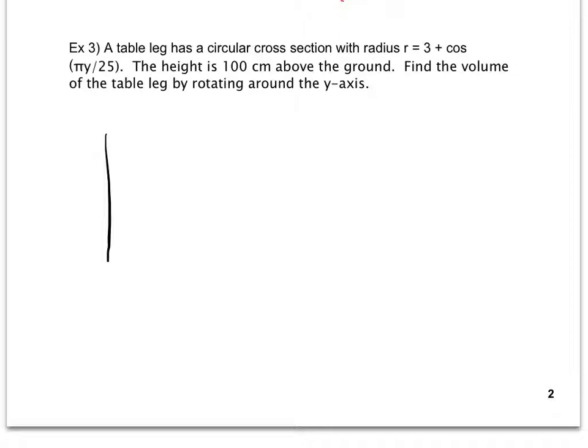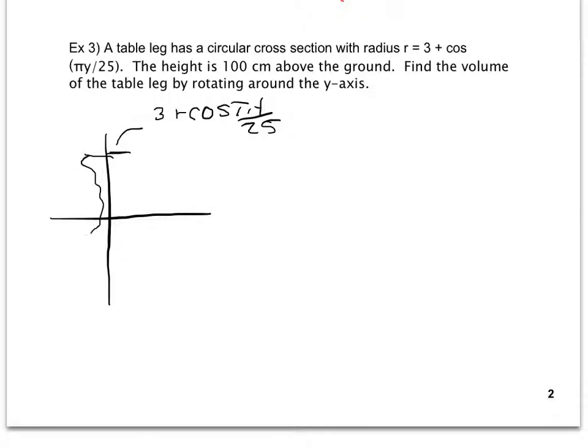So let me draw my table leg. So it has a radius that is 3 plus cosine pi y over 25. I don't know what my table leg looks like, maybe something like this. It's a really fancy table leg. I probably should move it up because it tells me that it's 100 centimeters. So there's my table leg. Pretty fancy. So then I also know that this total height is 100 centimeters.